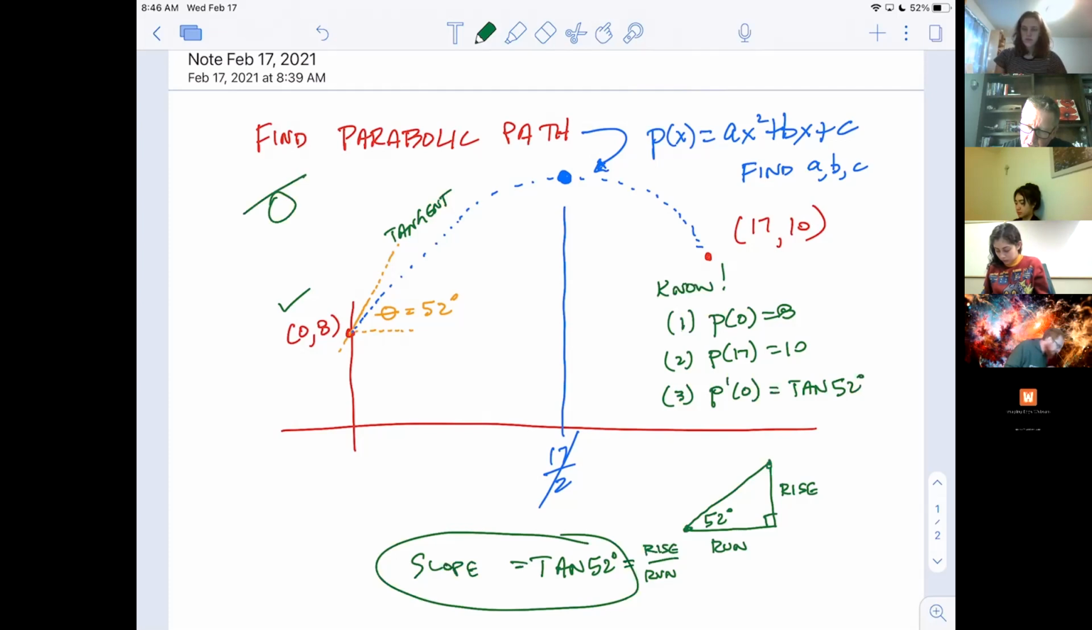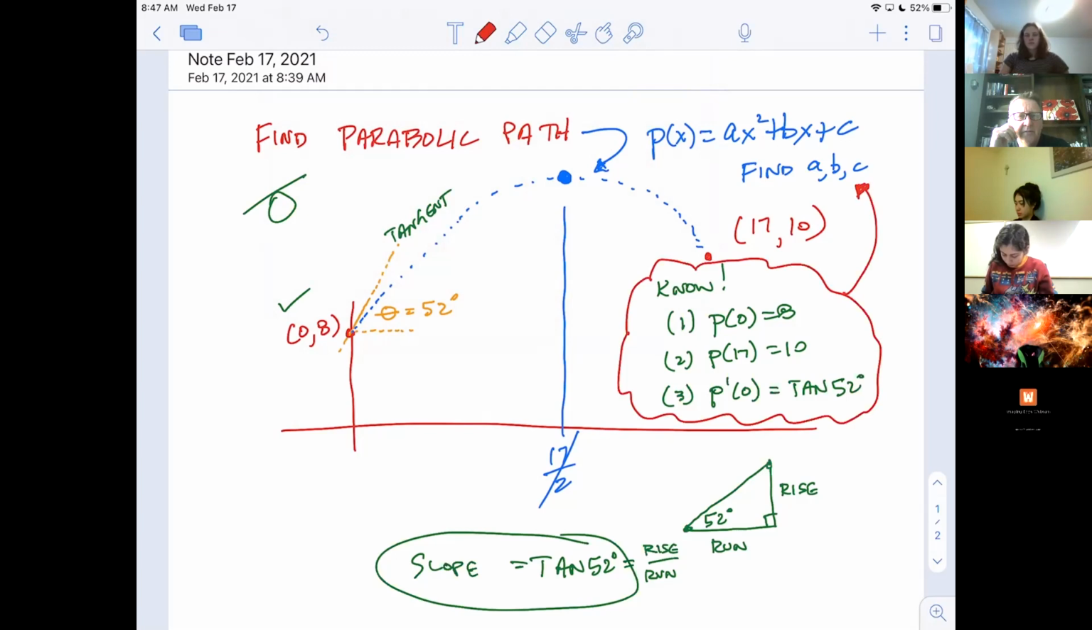So knowing these three glorious facts, you actually know everything you need to be able to find A, B, and C. Now, once you find A, B, and C, graph it on Desmos or on your graphing calculator and make sure it does what it appears to do. Like, does it actually go through the point 0.08 and 1710? Because then you know, oh, sweet, I actually got it right. And now that you have the equation, you can find the arc length.